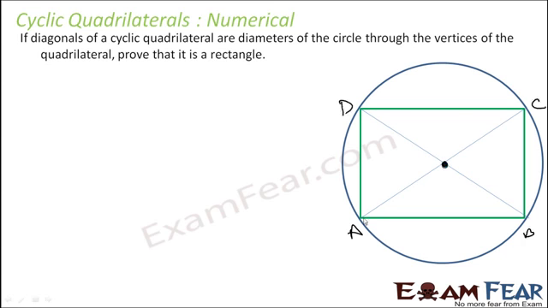See, AC is a diagonal, so AC will subtend an angle of 90 degrees. If BD is a diagonal, BD will subtend an angle of 90 degrees. If BD is a chord, BD will subtend an angle of 90 degrees. If AC is again a chord, that is a diameter, it will subtend an angle of 90 degrees. All these angles are 90 degrees, that means it is a rectangle. Okay.